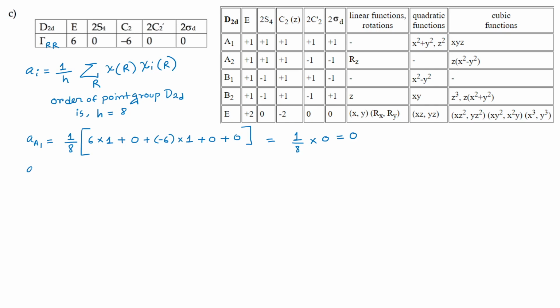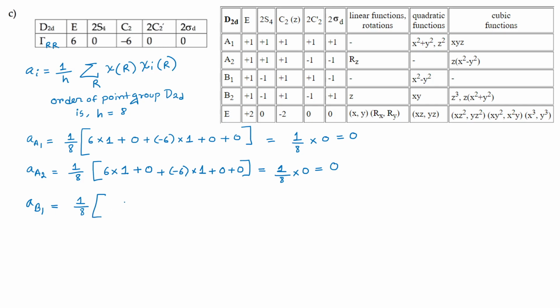What about A2? 1 over 8, 6 into 1 is going to be there, then 0, then minus 6 into 1, and this is again going to be 1 over 8 into 0, that is 0. So there is no A2 also. What about B1? 1 over 8, here also it is the same, because they are all symmetric with respect to C2(z). So this is also 0.